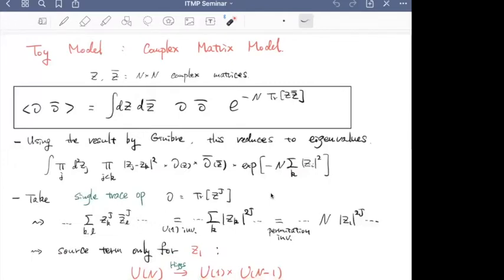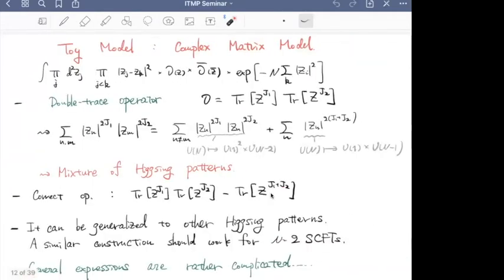And so let's next consider the next simplest case, which is the double trace operator. So I take this one, and by doing the same analysis, now I can reduce it to a double sum, Z_n to 2J1, Z_n to 2J2. Because I have a double sum, it seems like it gives a VEV to two different eigenvalues. So you might think that this should correspond to U1 squared times U(N-2).